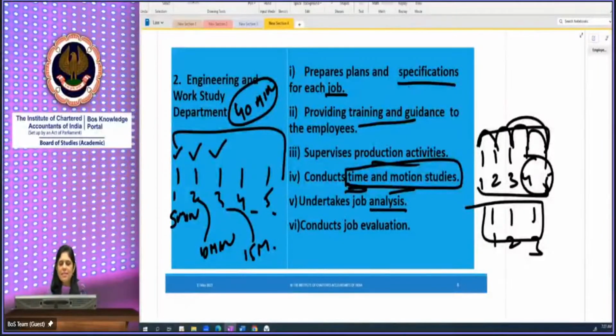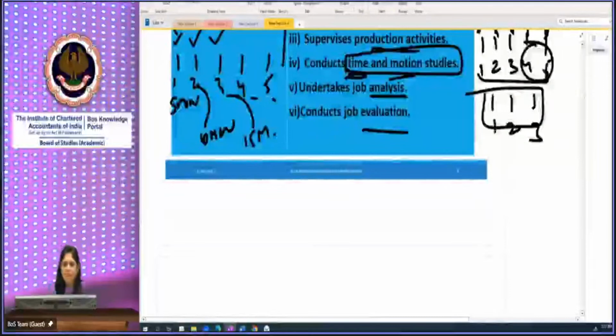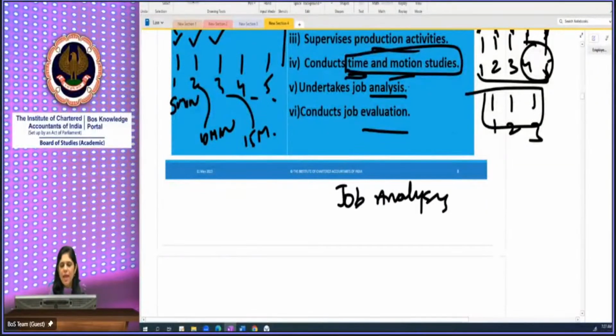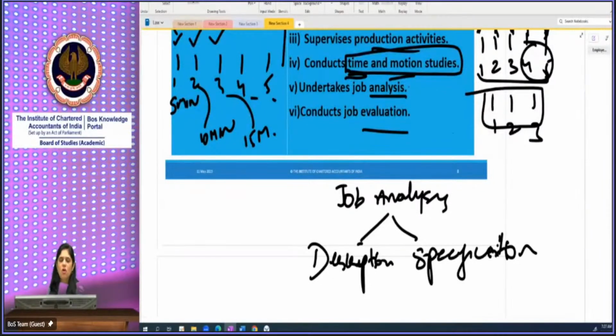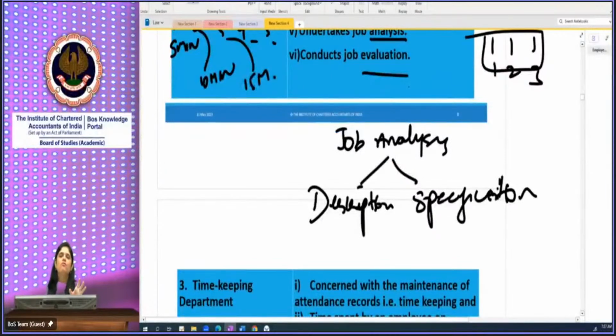Undertakes job analysis and evaluation. Job analysis means, now job analysis has 2 variants. Let me just write down here. So job analysis has 2 variants: job description and job specification. All right. Job analysis basically breaks down into 2. Job description means the detailed analysis of the job.